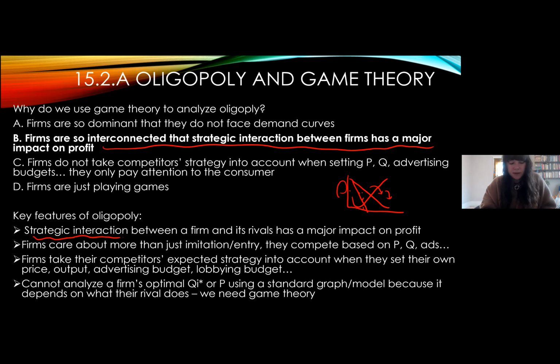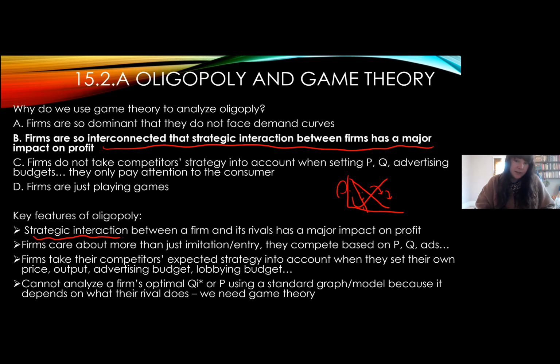So the key features of oligopoly are that strategic interaction between a firm and its rivals has a major impact on profit. And I'll define strategic interaction in the next video. Firms care about more than just imitation and entry. There's been strategic interaction in our model in the past. You entering lowers my price in perfect competition. There's been imitation. You creating a substitute droops my demand curve in monopoly or monopolistic competition. But now it's going to be much more than that.